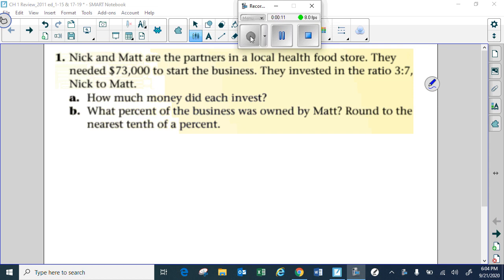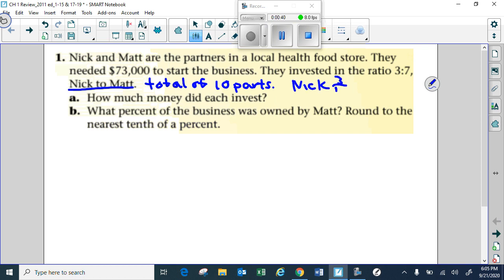Nick and Matt are the partners in a local health food store. They need $73,000 to start the business. They invested in the ratio of 3 to 7, Nick to Matt. So this is important. It tells you the order. Nick is first. He had 3 parts. Matt had 7 parts, so a total of 10 parts. So Nick, 3/10, Matt, 7/10. Okay, so how much did each invest?